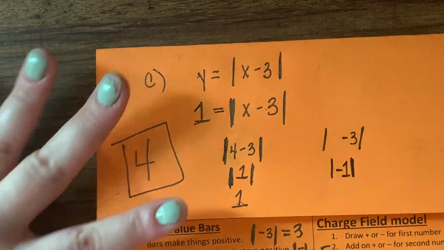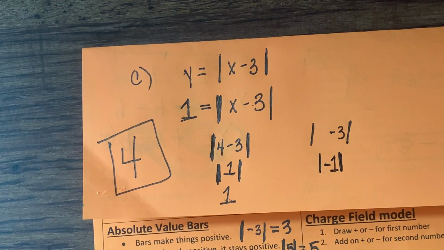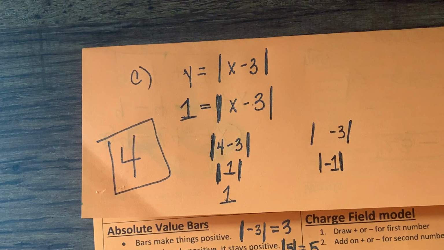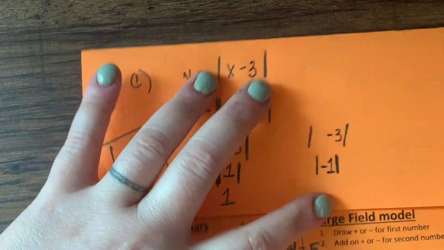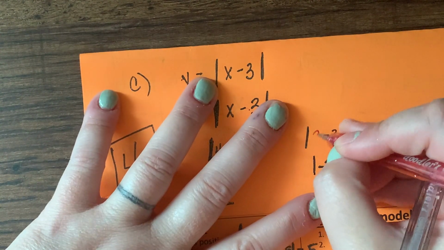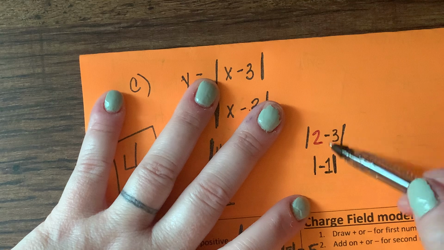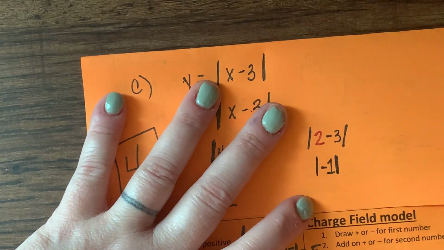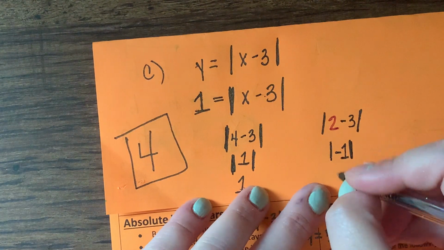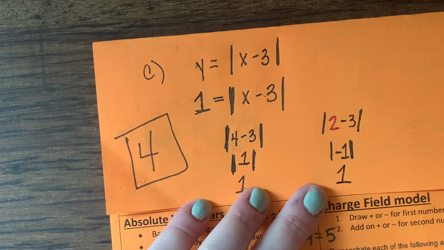So think about this for a second. What could I subtract 3 from that will give you a negative 1? And the answer is a 2. 2 minus 3 gives you negative 1. And then that negative 1 spits out a positive 1.